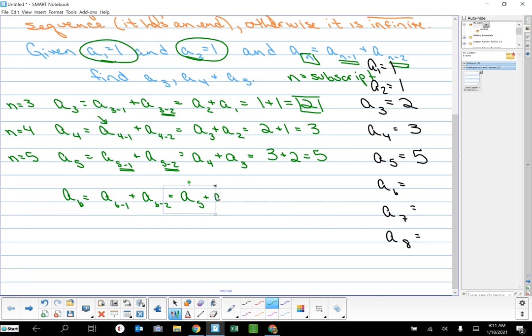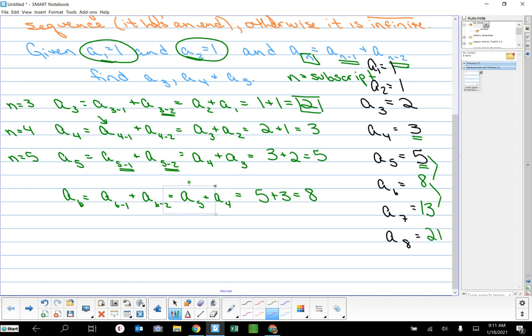So what's actually happening here? I'm taking the two terms previous to the term I have right now. The two terms previous are 3 and 5, and I'm going to get 8. So I'm taking the two terms previous and adding them, and I'm getting the next answer. That gives me a prediction for a sub 7. I'm going to get 13. And then if I take those two and add, I'm going to get 21.